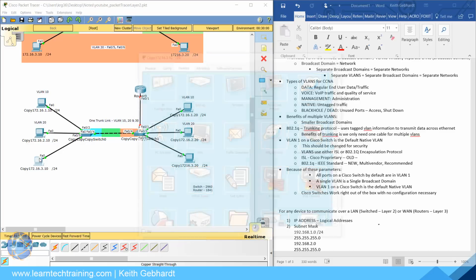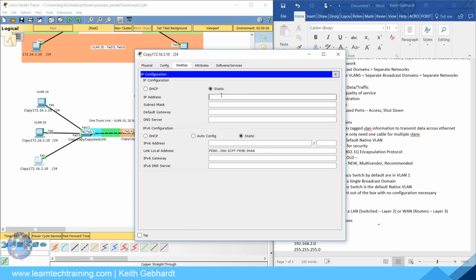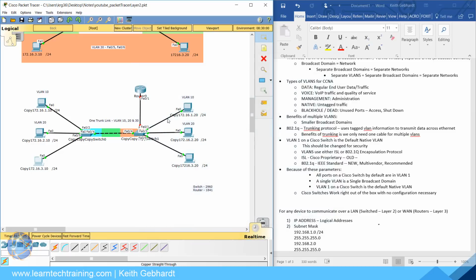Bada bing, bada boom. Let's go to this guy. We're going to address him, and let's see. It's going to be 172.16.3.10, 255.255.255.0, and again, 172.16.3.1. Bada bing, bada boom.